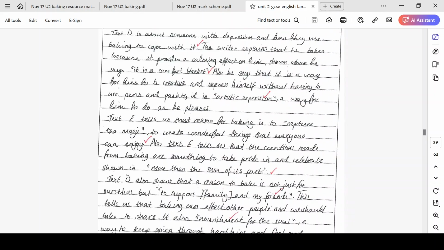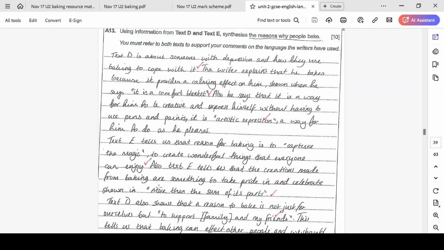Yeah, so there's absolutely no need to blend the two texts together in your answer. Why this person has gone D, I don't know, but that is not necessary at all. So they've kept to the question. They've actually underlined rather than highlighted, but that's okay. So the reasons why people bake.